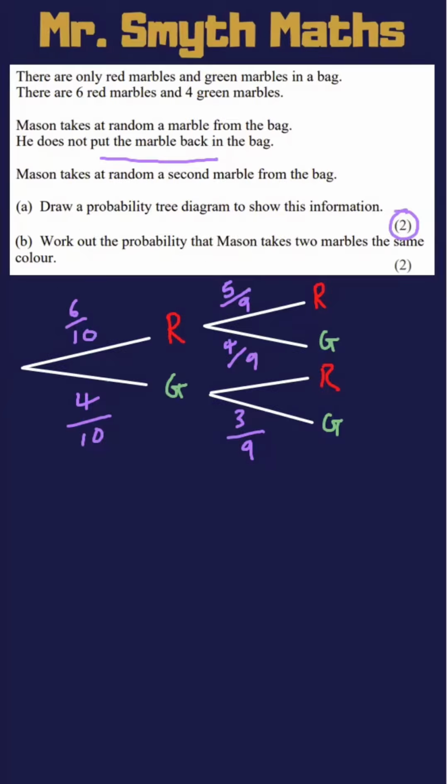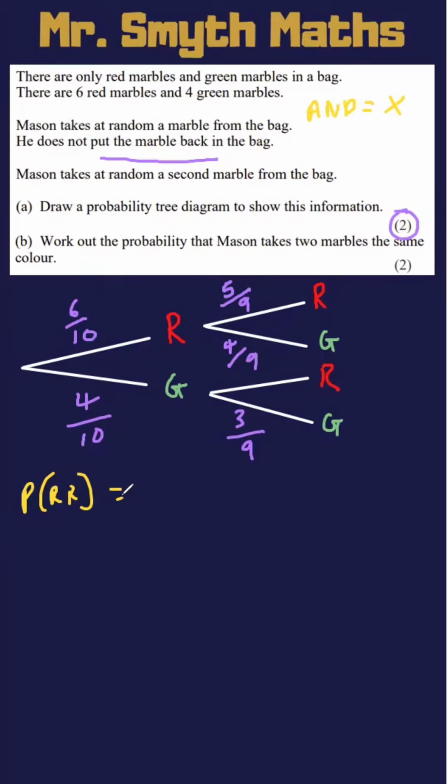And then it says, work out the probability. Let me get a different color. So it says, work out a probability that Mason takes 2 marbles the same color. So if these marbles are the same color, the marbles have to be red, red, or they have to be green, green. Okay. So I want the probability of it being red and another red. If you ever use the word and in probability, it means multiply.